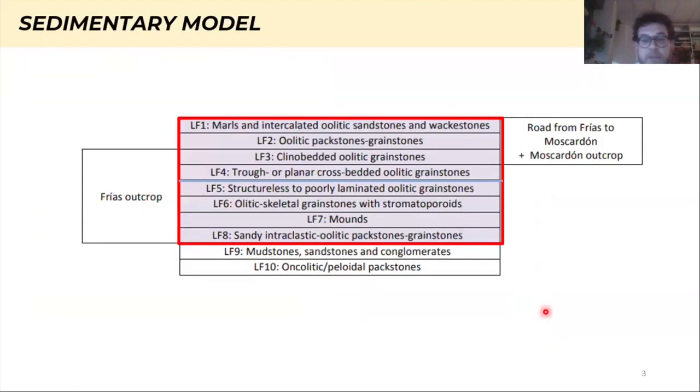With all the facies, they recognized 10 facies from LF1 to LF10, distinguished on the basis of components and sedimentary structures. And this table indicates, with the purple color and the red box, the facies that we visited during the field trip. The relative position of the facies indicates how an infralittoral prograding wedge system developed.